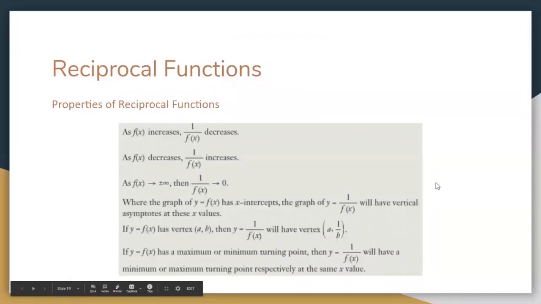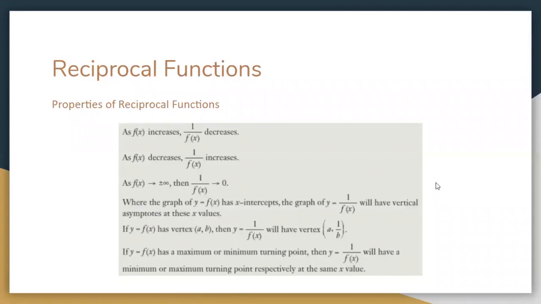So just continuing on from our discussion of reciprocal functions, here we're looking at some of the properties of reciprocal functions. So as I mentioned, when our function increases, our reciprocal function will decrease, and when our function decreases, our reciprocal function will increase. And this means, from these same results, as our function approaches positive or negative infinity, then our reciprocal will approach zero.